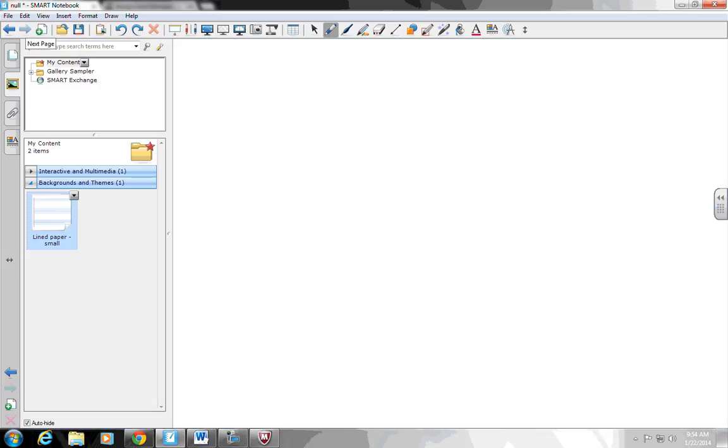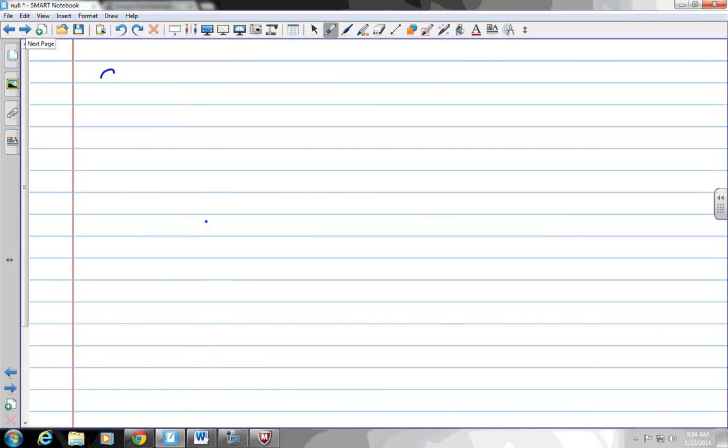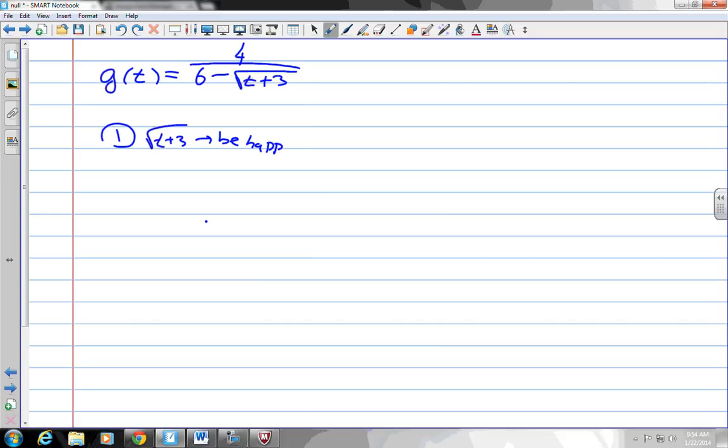How about this one? G of t equals 4 over 6 minus the square root of t plus 3. Finding the domain. Right, very good. So two things. You have to make the square root positive. So that means t plus 3 cannot be negative. So t plus 3 has to be greater than or equal to 0. Right? That's how you make square roots happy.